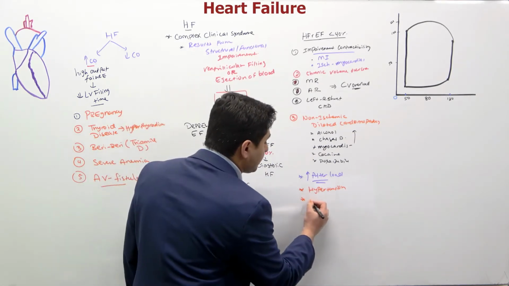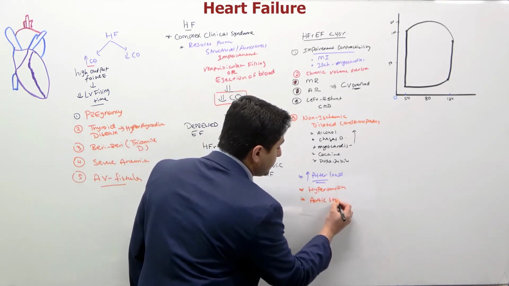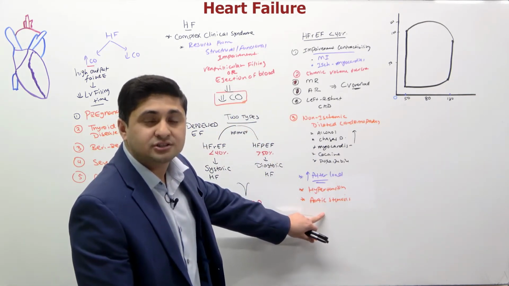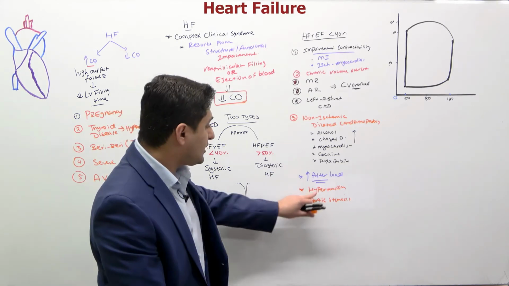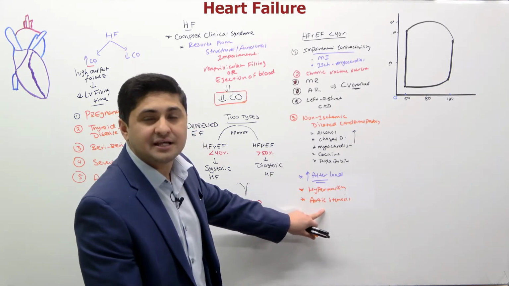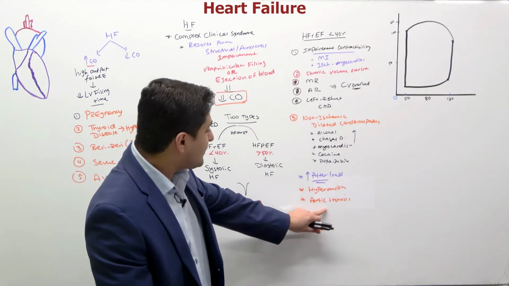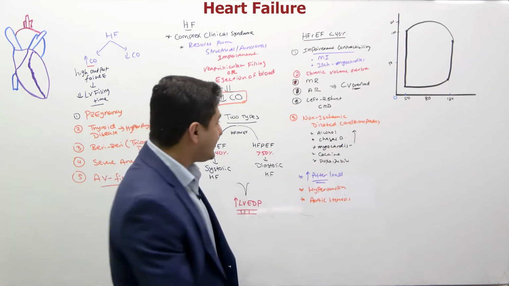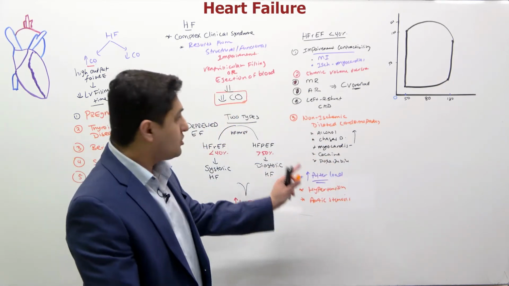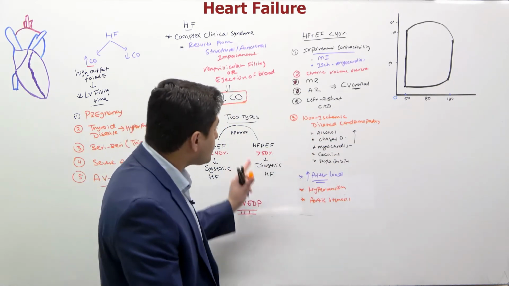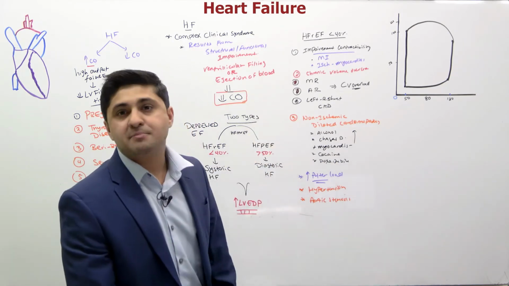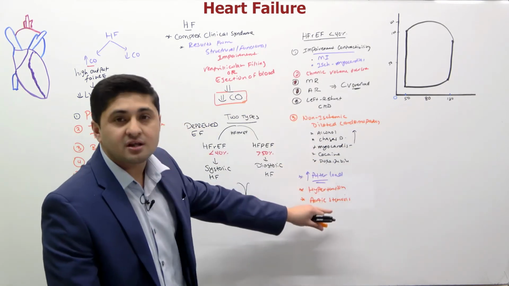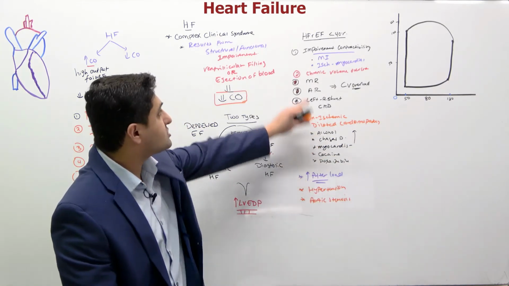Or let's just say there's a valve problem, for example aortic stenosis, right? That causes an increase in afterload. That means the ventricle has to generate higher pressure to propel the blood out, and that reduces the ejection fraction, and this can also cause HFrEF, right? So these are the causes which can lead to HFrEF or systolic dysfunction. All these conditions that I wrote down here are systolic dysfunctions which result in HFrEF, right?